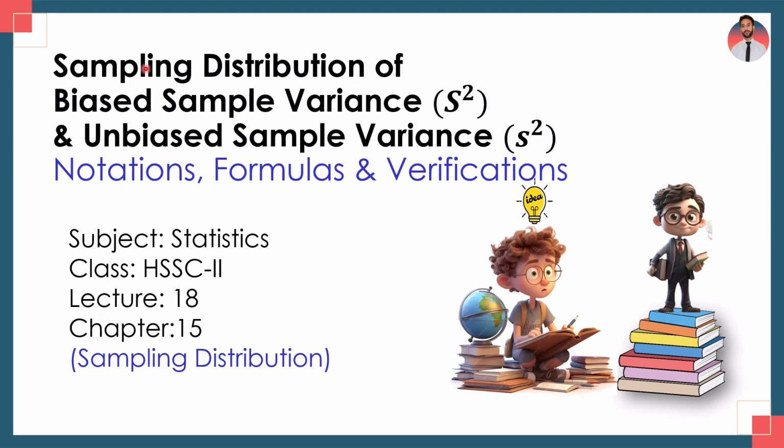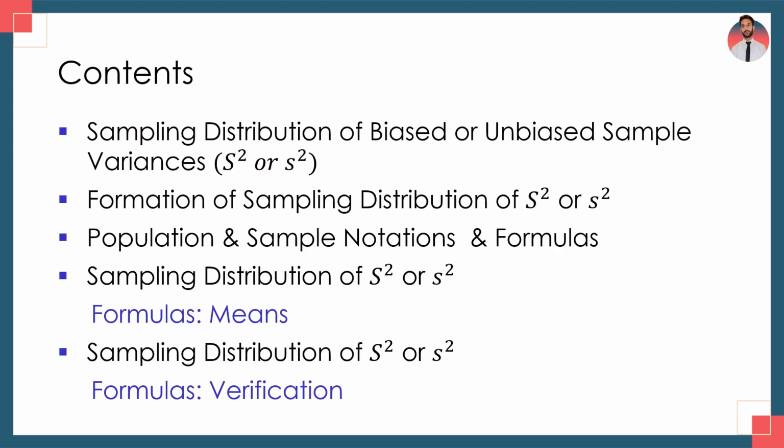Let's start the topic sampling distribution of biased or unbiased sample variances. In the contents of this lecture, the first point will be sampling distribution of biased or unbiased sample variances. In the second point, I will discuss formation of sampling distribution of biased or unbiased variances. Third point is population and sample notations and formulas. In the fourth point, I will discuss mean and variance formulas for sampling distribution of biased or unbiased variances. And in the last point, I will discuss the verification formulas for sampling distribution of biased or unbiased variances. These are the 5 points I will discuss in this lecture.